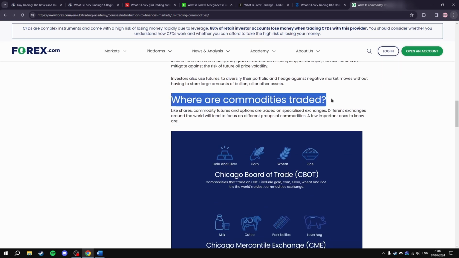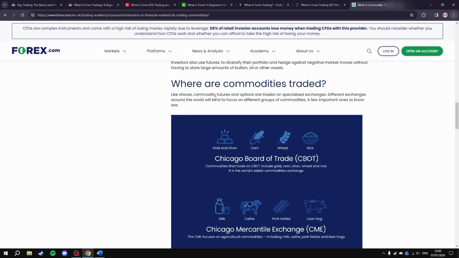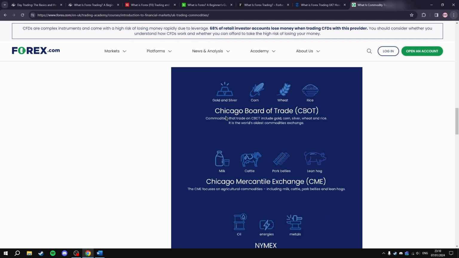Where are commodities traded? Like shares, commodity futures and options are traded on specialized exchanges. Different exchanges around the world will tend to focus on different groups of commodities. A few important ones to know are Chicago Board of Trade. Commodities that trade on Chicago Board of Trade include gold, corn, silver, wheat and rice. It is the world's oldest commodities exchange.